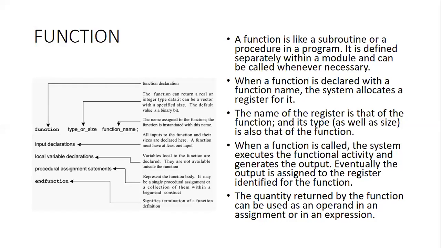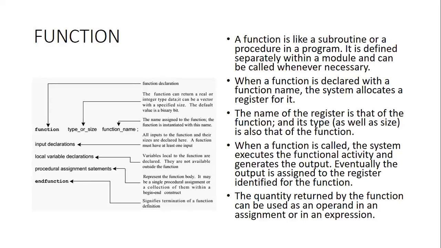Whenever a function is declared with a function name, the system will allot a register to it. That is how a function is going to work. The system allots a register to the defined function, and the name of the register will be that of the function. Whatever the name of your function is will be the name of the register, and its data type as well as size will be the same as in the function. Suppose the function is 2-bit, the register will also be 2-bit. Now when a function is called, the system executes the function activity and generates the output.